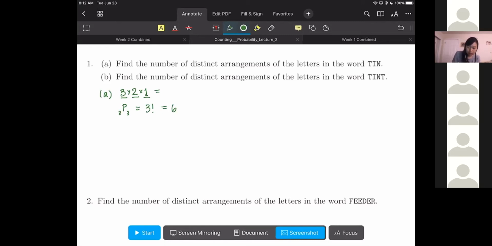So then let's talk about case B. It says find the number of distinct arrangements of the letters in the word T-I-N-T. In this case, it's a little bit different because there's 2 T's. And so we might be tempted to think, okay, the answer is 4 factorial. But that would actually be overcounting. Does anyone see why? There's 2 T's instead of 1. So sometimes you might forget that there's another T there and you would count it as 1.